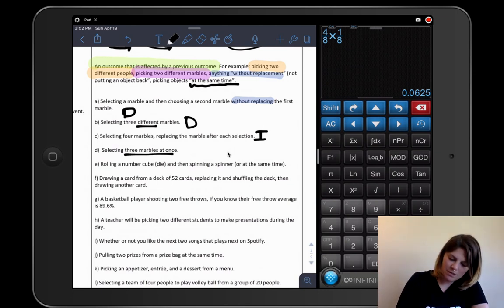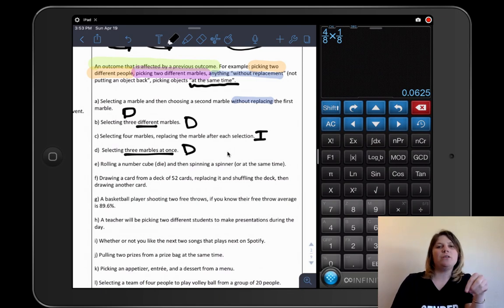Selecting 3 marbles at once, that would be dependent. So dependent because you cannot pick the same marble 3 at once, right? You need to have 3 marbles in your hand. You can't have the same marble 3 times. You only have one of them. You have to pick 3 different marbles. So basically it's the same exact question as question B, but just worded a little differently.